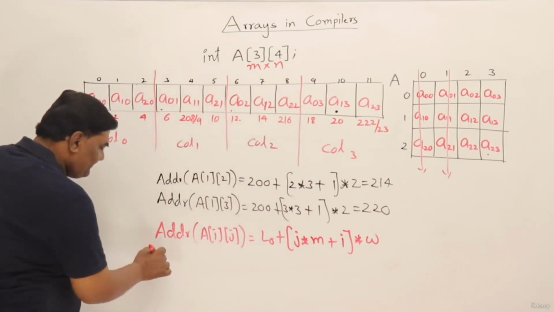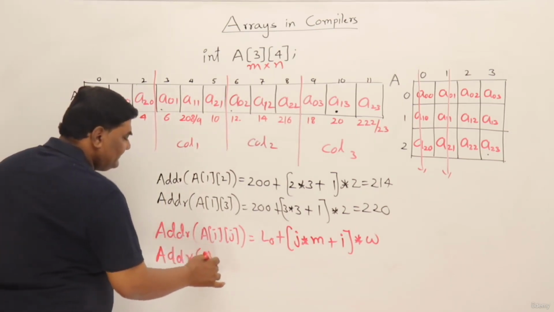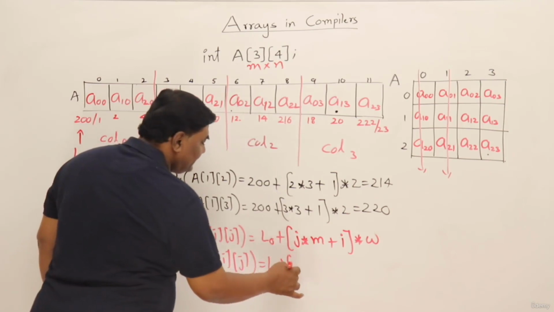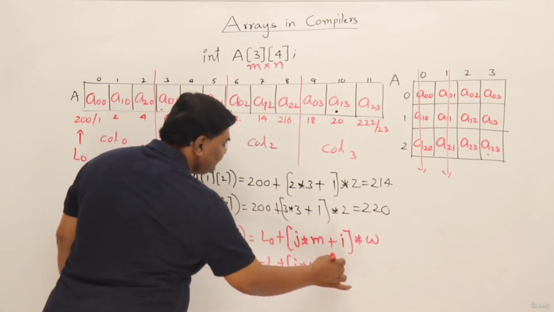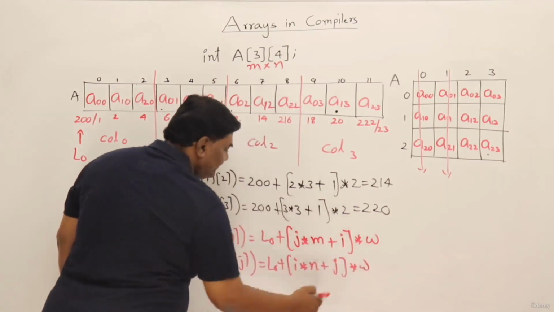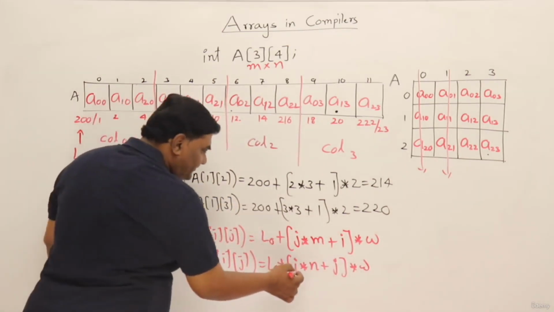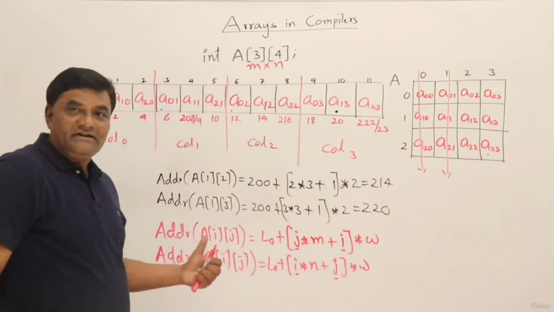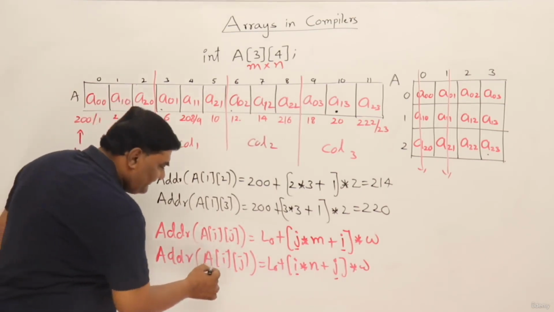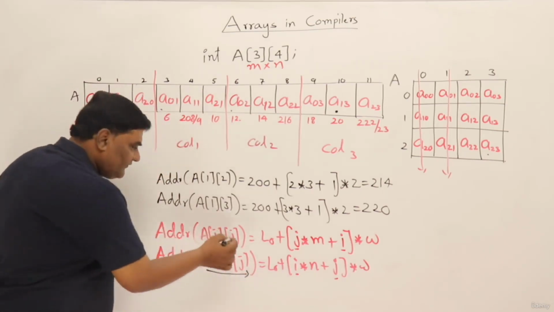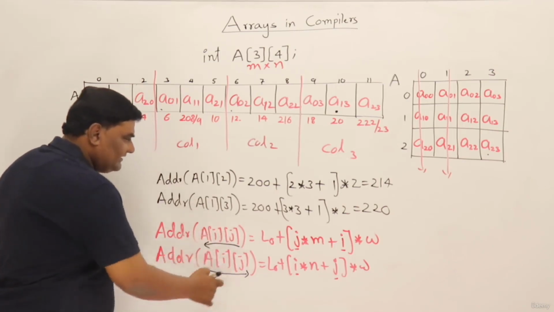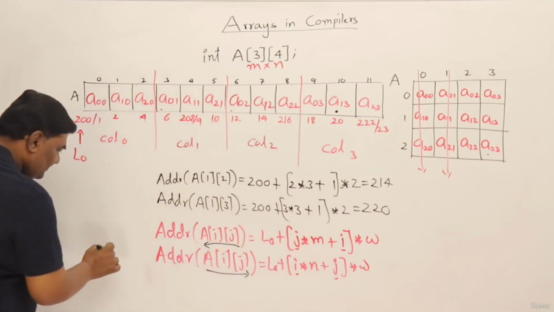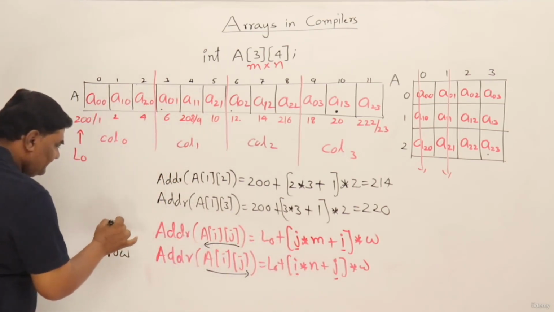I will write down the row major mapping formula also just below this one, so that we can see the difference between them. This was the row major formula: L0 plus i into n plus j, multiplied by W. So in row major, i was used first, then j, but in column major, j is used first, then i. So I can say that in row major, we go from left to right, and in column major, we go from right to left. So first j, then i. In row major, first i, then j. So this is for row major and this is for column major.